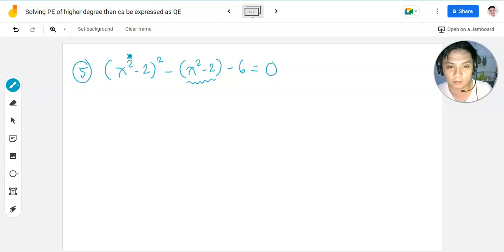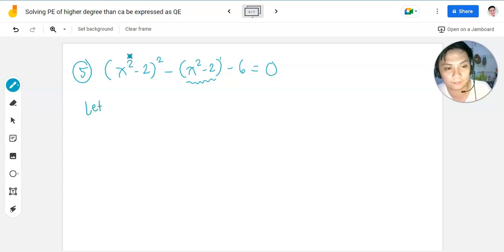Okay, ito x squared minus 2, ito x squared minus 2 quantity squared. Yung exponent 1 dito, ito exponent 2. So the higher exponent can be expressed as twice the lower, kasi 2 equals 2 times 1. Ibig lang sabihin yan, we can reduce this, okay, as a quadratic equation.